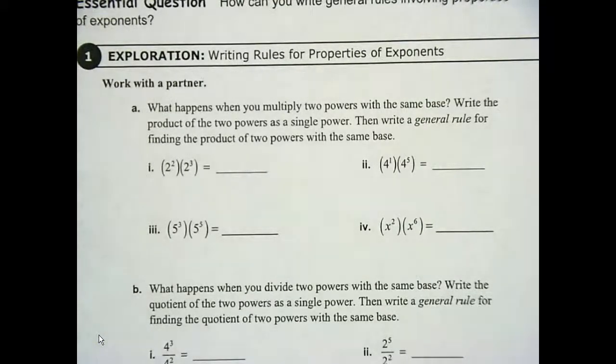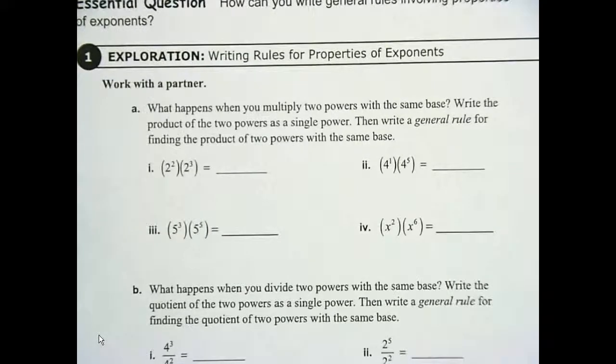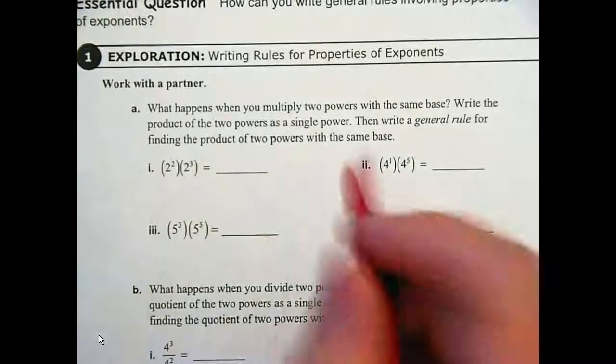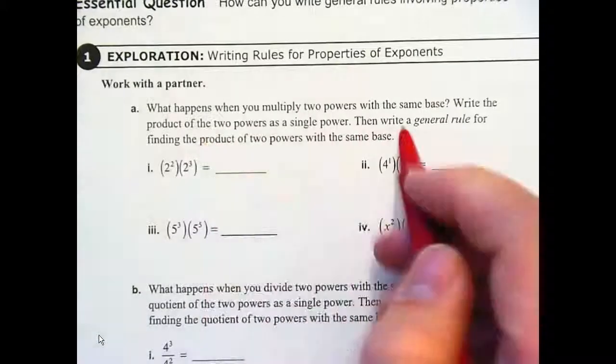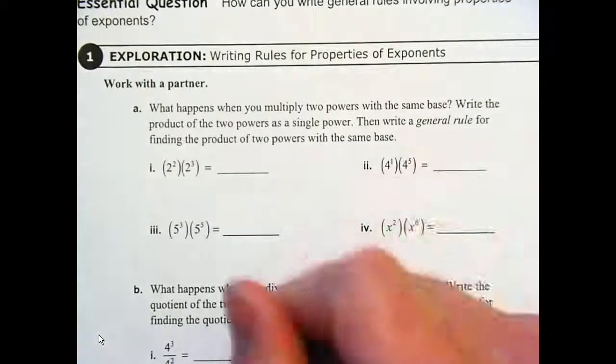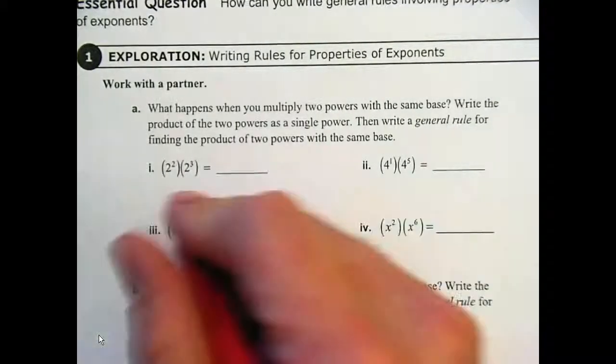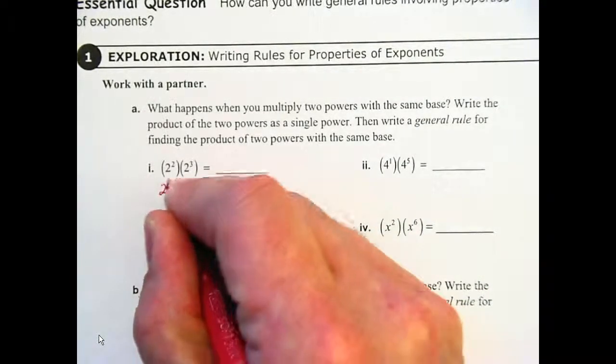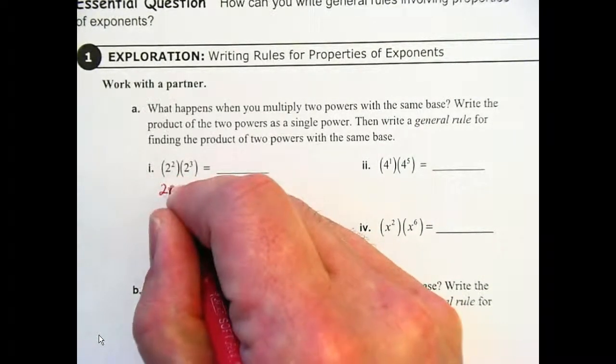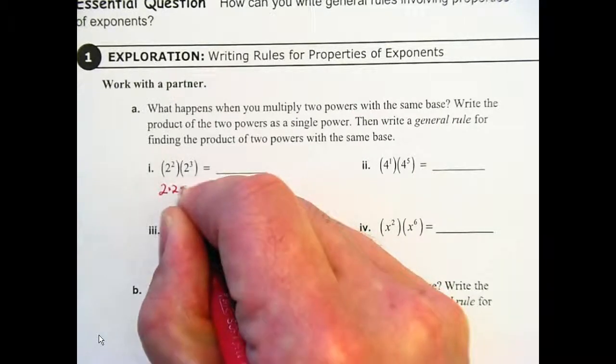I'm going to pause you real quick. On Exploration 1, what did you find here? When you multiply two powers with the same base, write the product as a single power. What's the general rule? Just add them? Add what? The powers. Yeah, you add the powers, the exponents there.